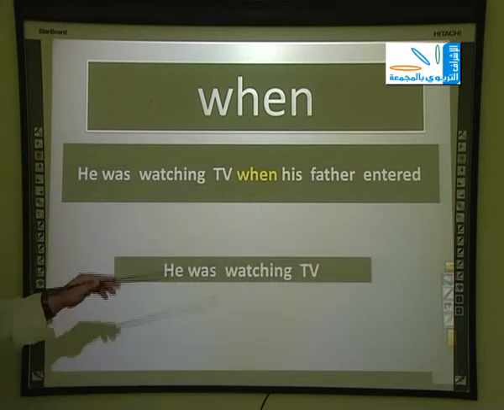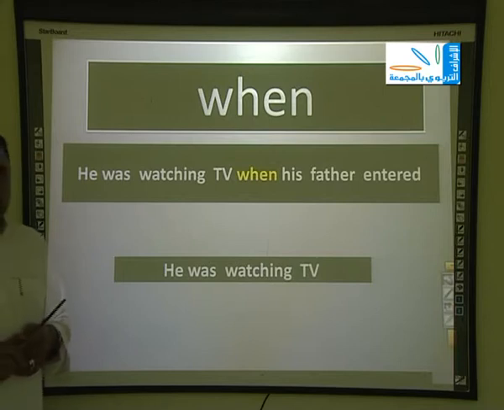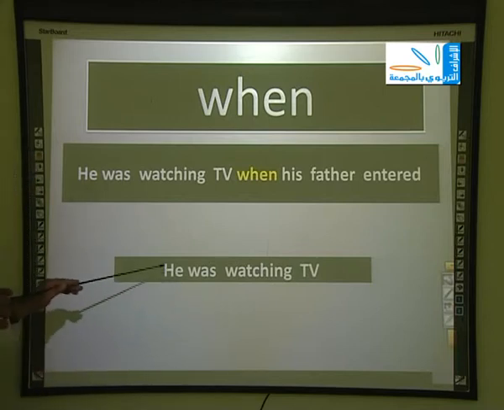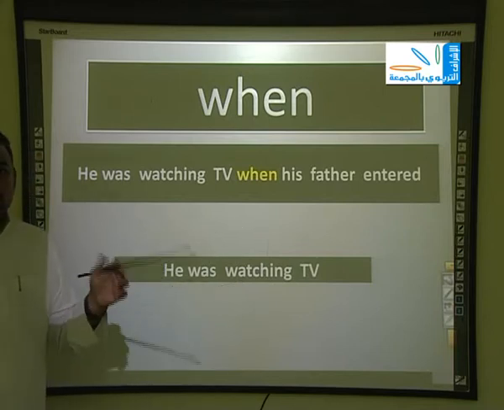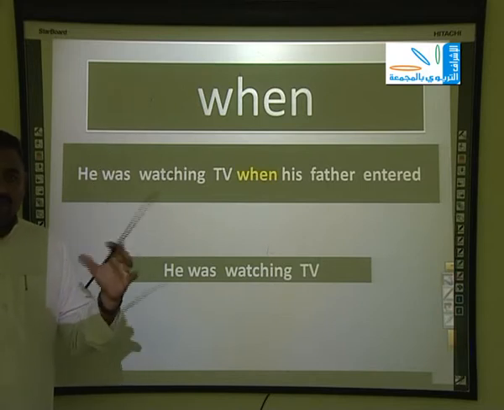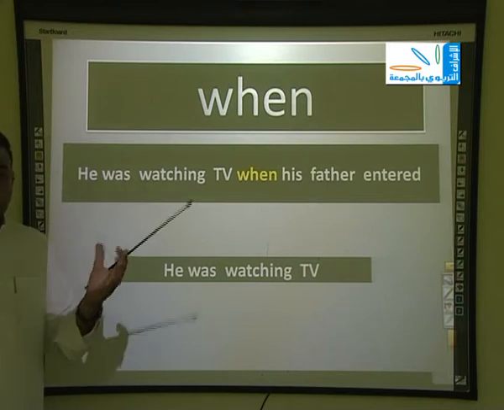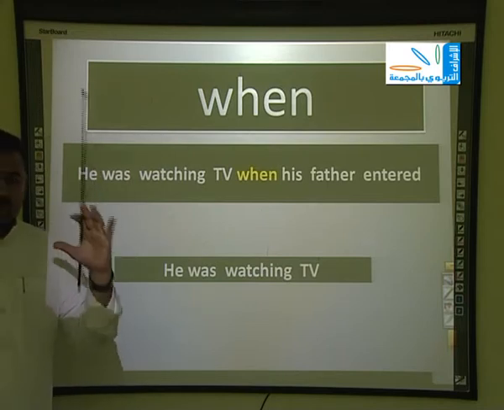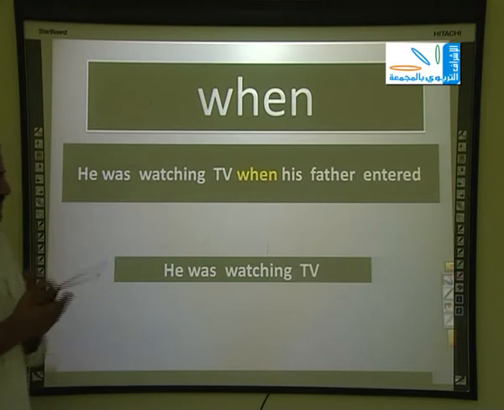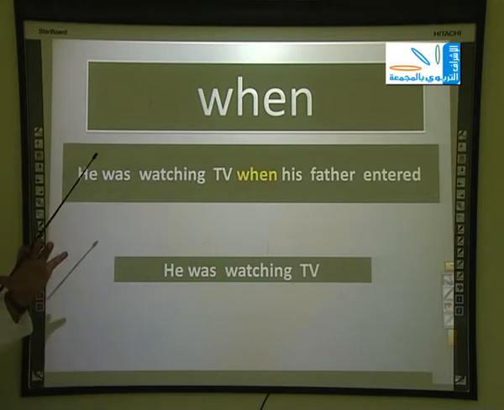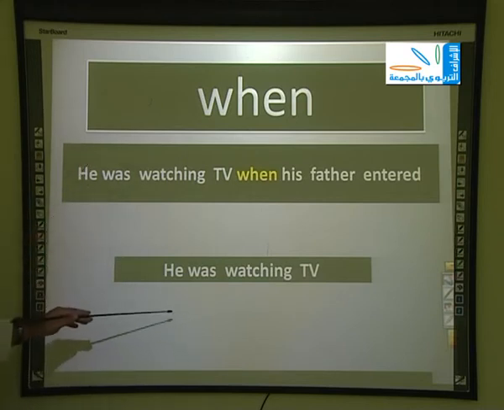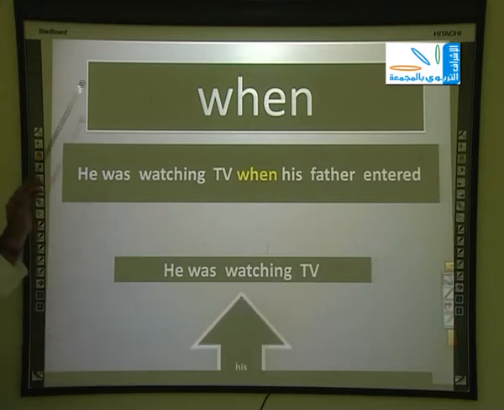He was watching TV. This is what we call the main clause. Main clause. This refers to the past continuous tense. This means it refers to a period of time in the past, or an event that continued in the past for a period of time. It was continuous in the past and it was interrupted by another action.